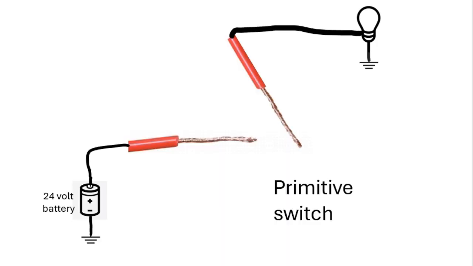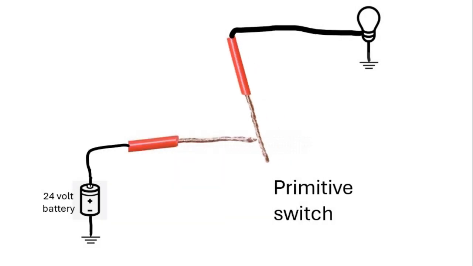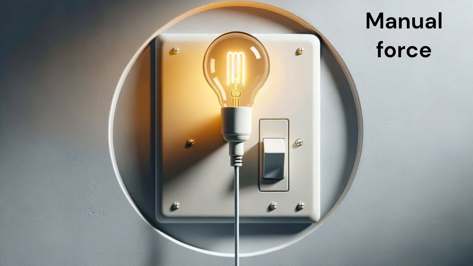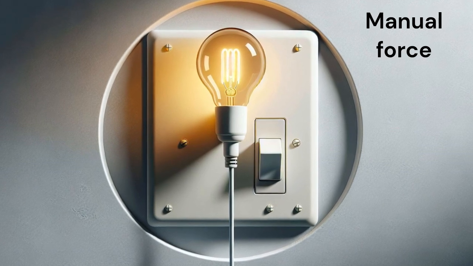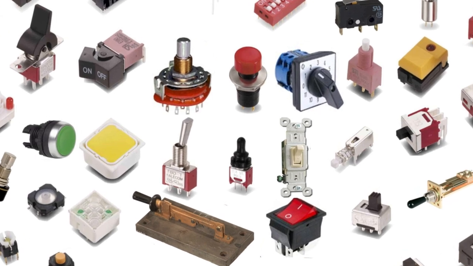Let's consider several switch concepts. The first type is primitive, pushing two wires together or apart. It's the first electrical switch. The manual switch is much safer and very common. There are varieties galore. Here are just a few commonly used types.